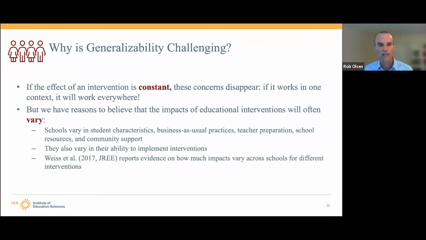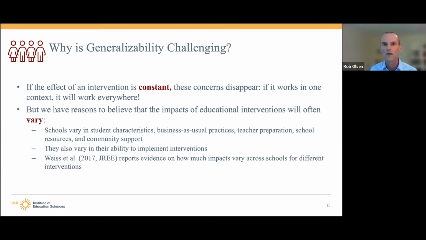So why is generalizability challenging? In a simple world, if the effect of the intervention that you're considering is constant, generalizability concerns disappear. If the intervention works in one context, it'll work everywhere. But we have reasons to believe that the impacts of educational interventions often vary. Weiss et al., in their 2017 paper, report evidence on how much impacts vary across schools for a variety of educational interventions. Perhaps not surprisingly, they find that impacts vary a lot for some interventions and not so much for others.